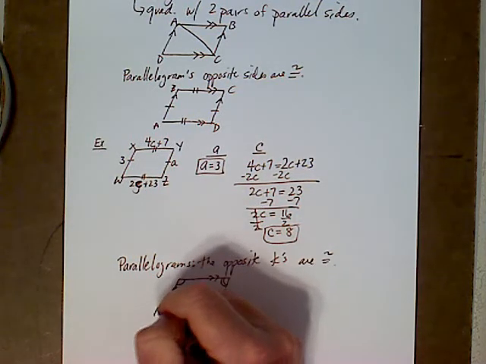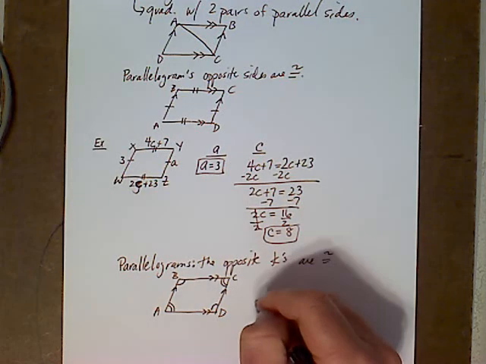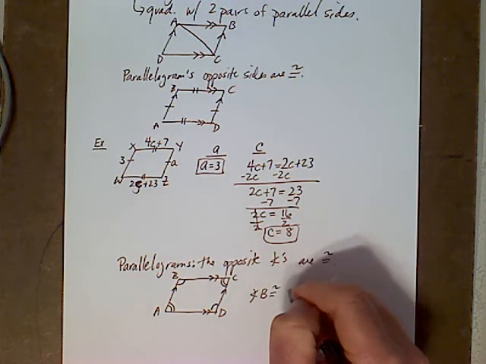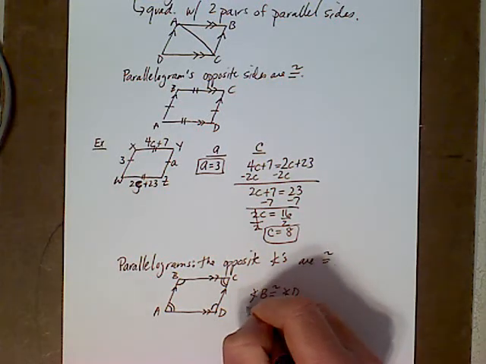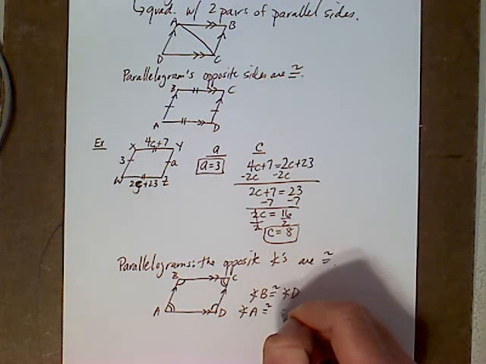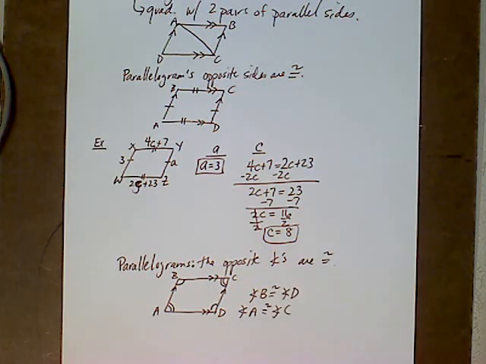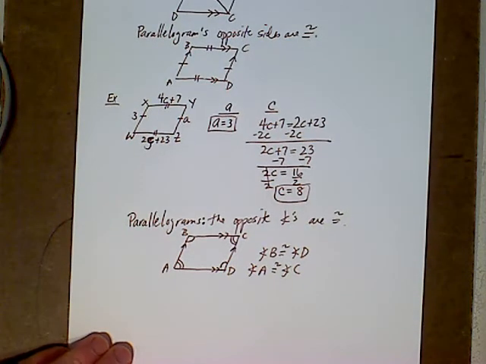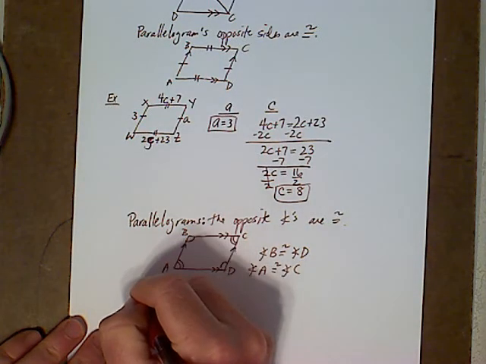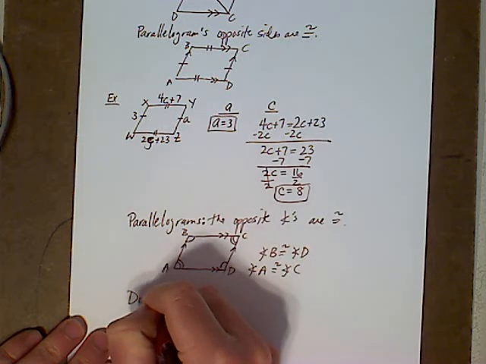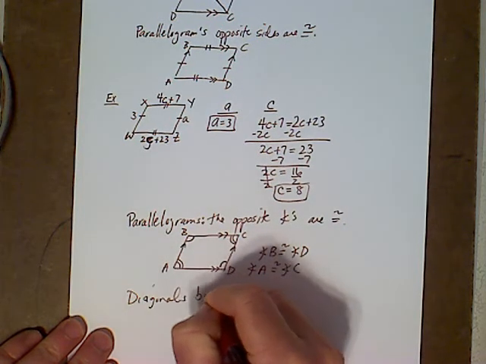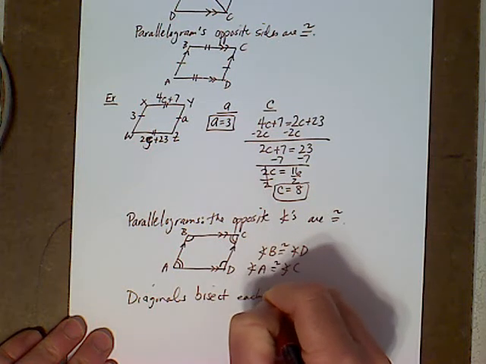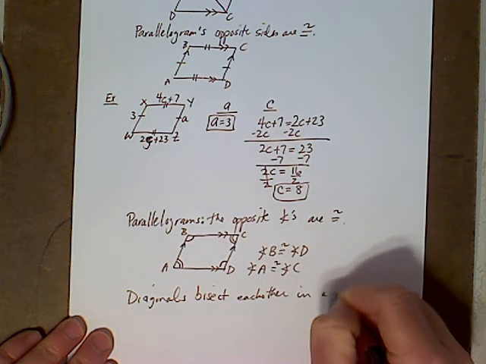So if I had ABCD, I could say angle B is congruent to angle D, and I could say angle A is congruent to angle C. And that is true of parallelograms. Now one final thing about parallelograms today is that the diagonals bisect each other. So diagonals bisect each other in a parallelogram.